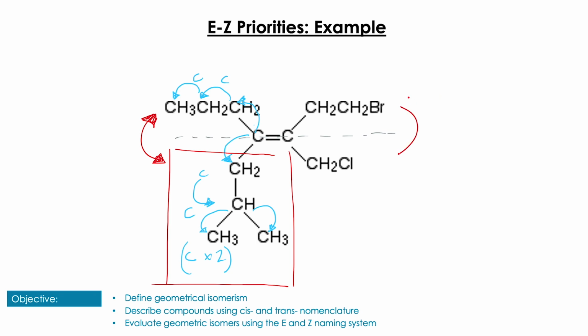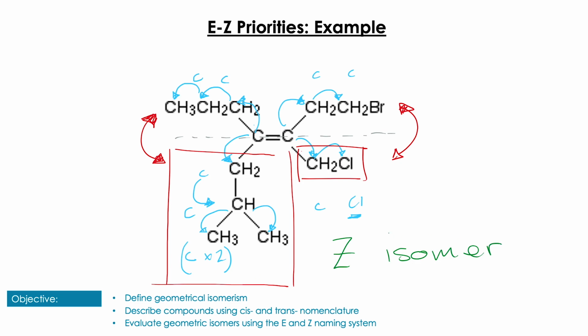We have a similar problem on the groups on the right hand side. We go out one atom and we find it's carbon versus carbon, and another atom, and the problem is solved. Slightly more quickly this time, we have a carbon versus a chlorine. So the bottom group, again in this case, takes priority. This means we could call this the Z isomer.